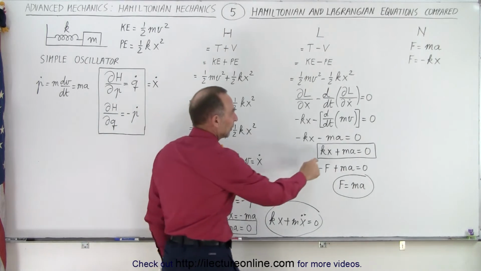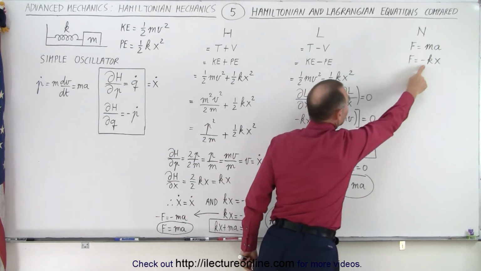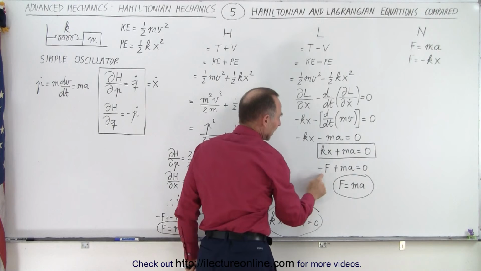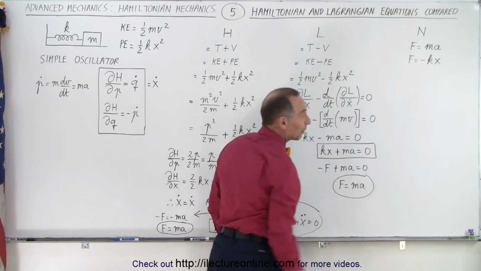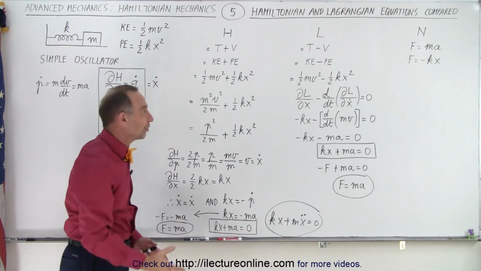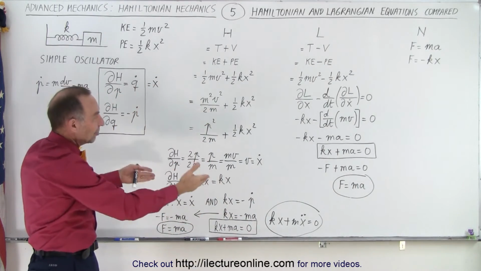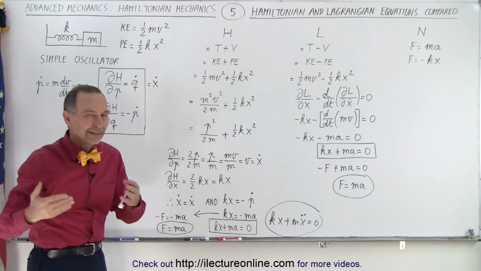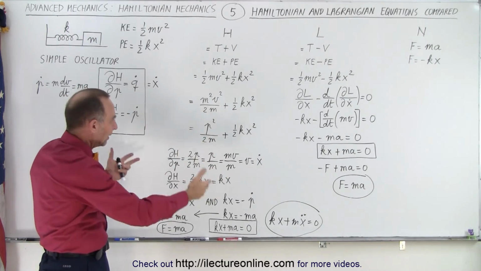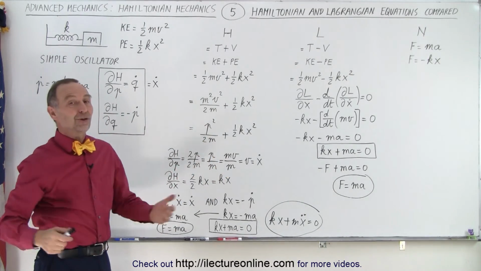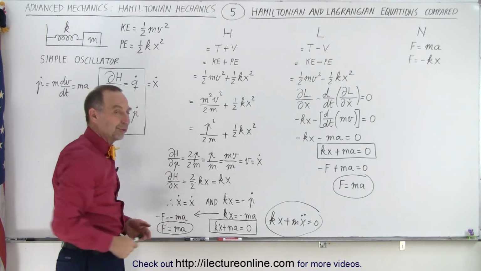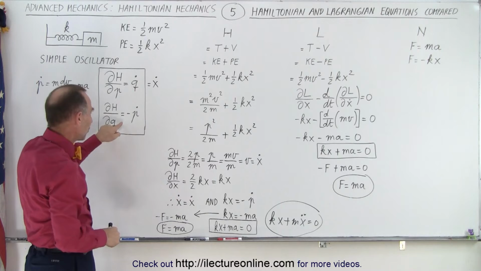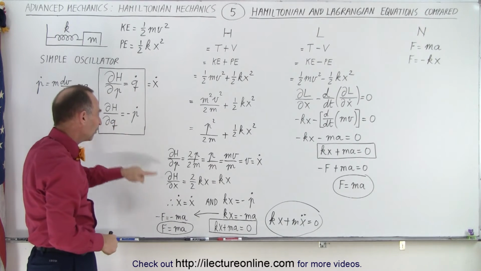And of course, if again we replace kx by negative F right over here, we end up with negative F plus ma equals 0, or F equals ma. Notice we end up with our same Newtonian equation. So you can see that in both cases we end up with the exact same result for the exact same problem. And yes, which method should we use? Well, it depends. If they force you to use Hamiltonian, of course, you must use the Hamiltonian method. We'll show you where this came from. So this is how we solve the problem.